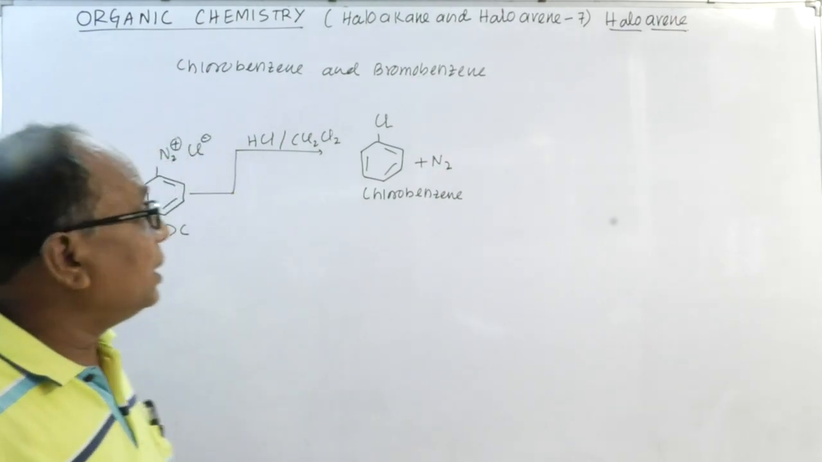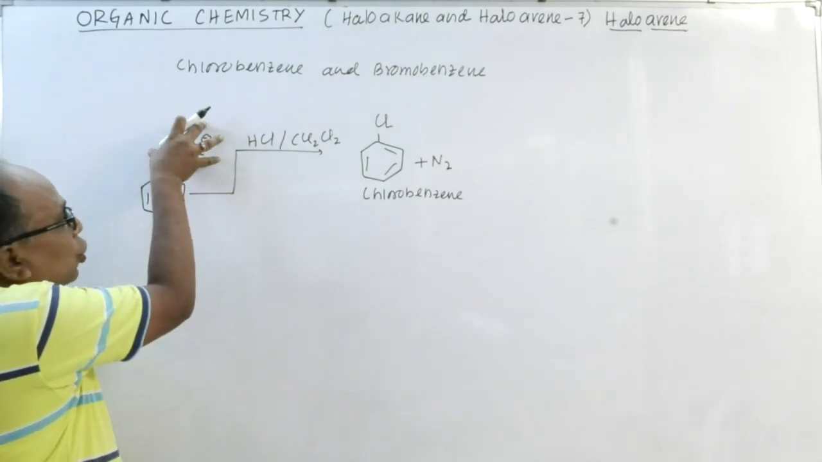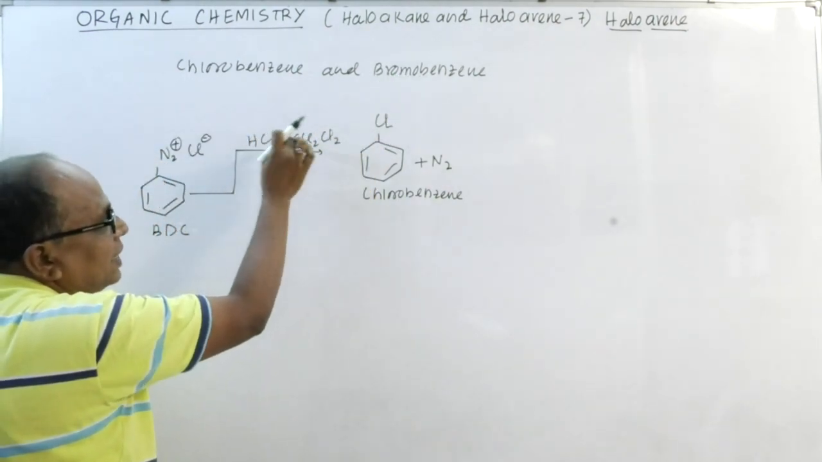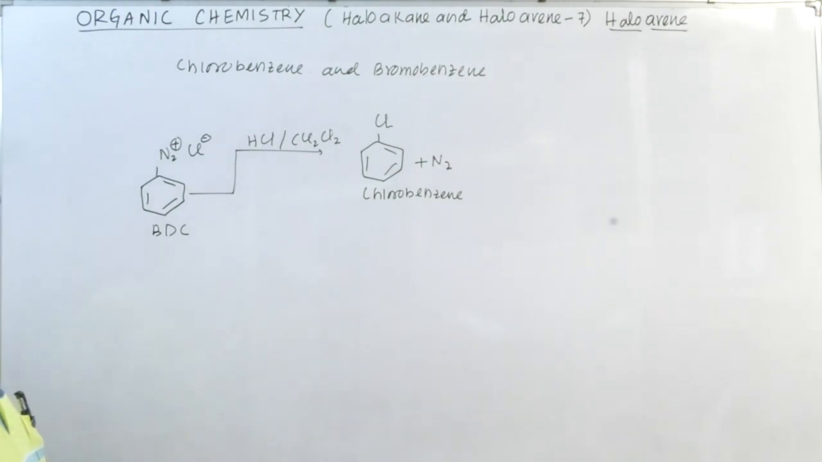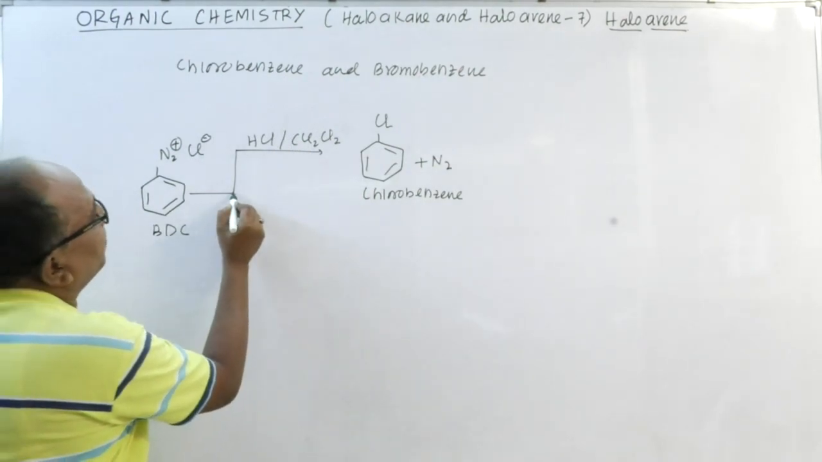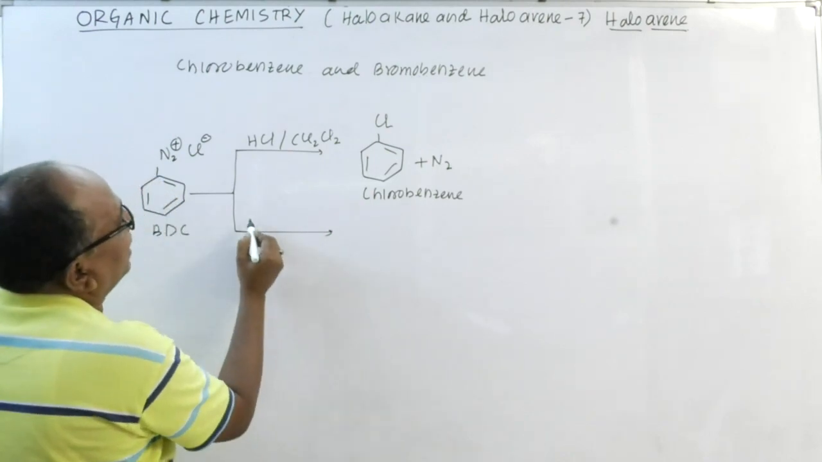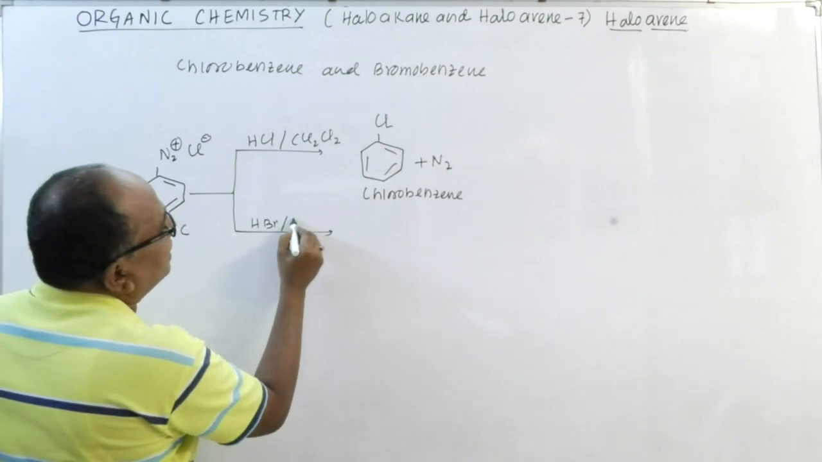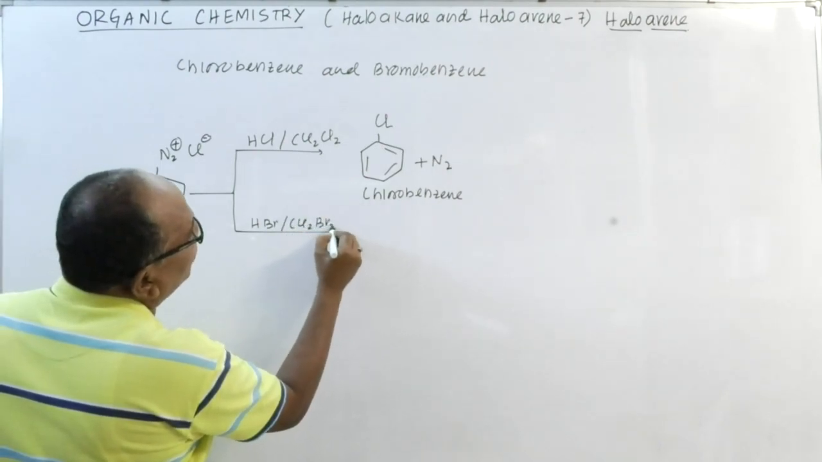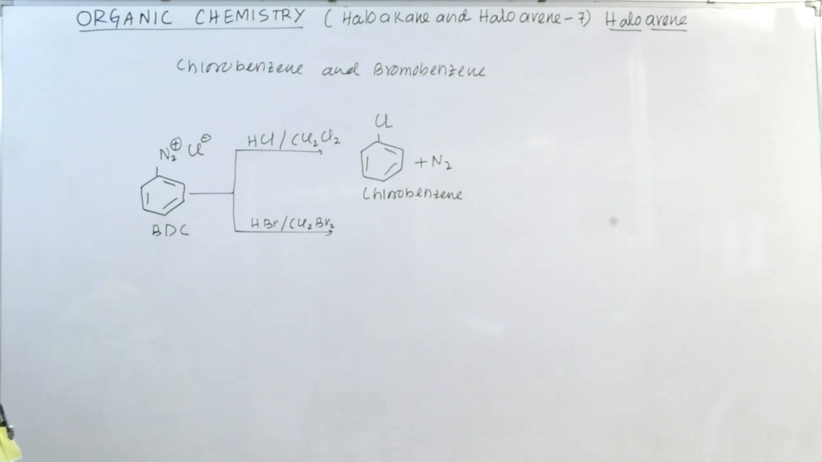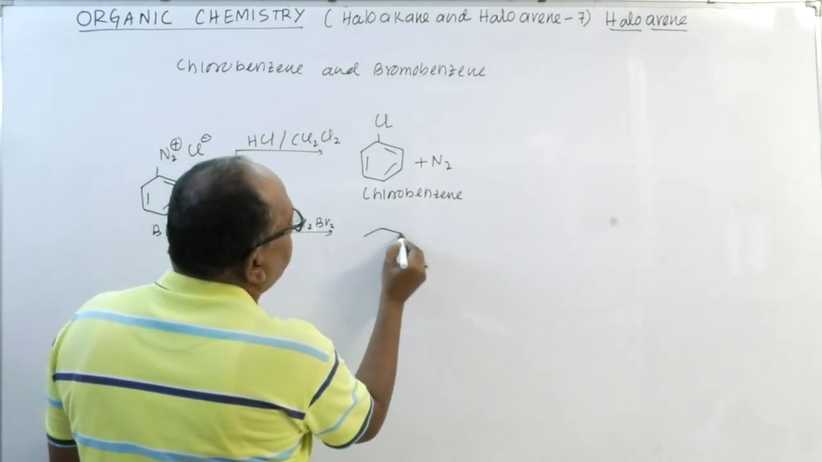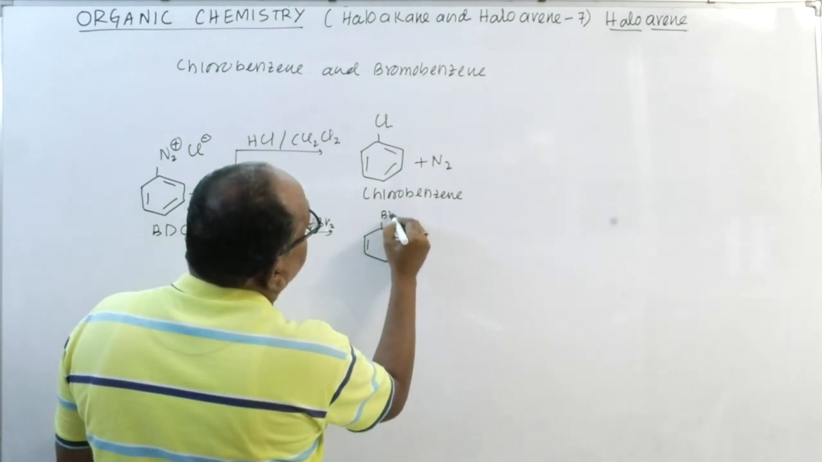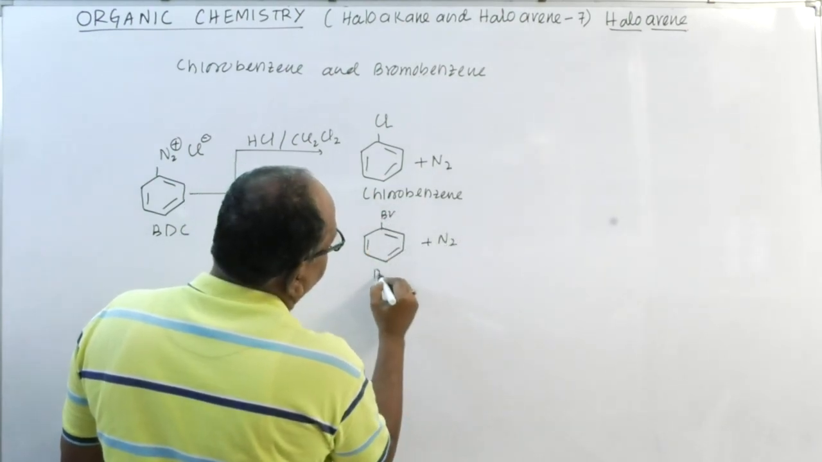Okay, students, that is, this diazonium group is converted to Cl by the action of HCl in presence of cuprous chloride. Similarly, if you want to prepare bromobenzene, you treat with HBr in presence of Cu2Br2, that is called cuprous bromide, so it gives you bromobenzene.